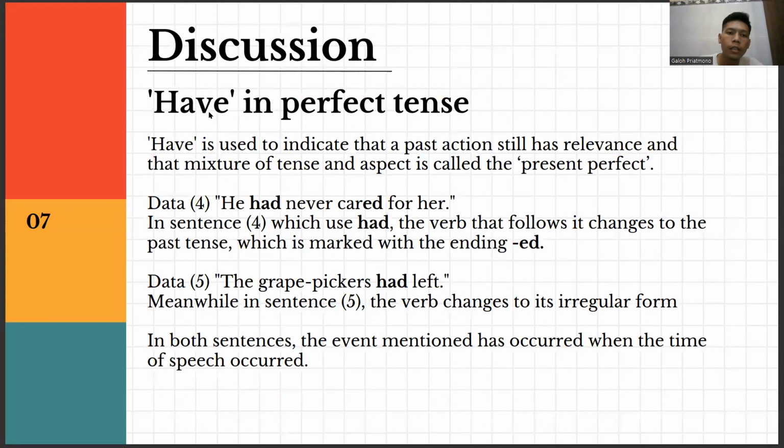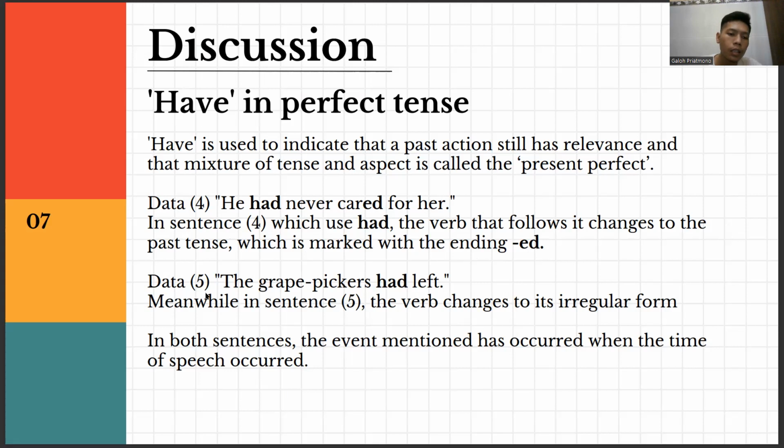The second type is have, that is used in perfect tense. Have is used to indicate that a past action still has relevance, and that mixture of tense and aspect is called the present perfect. The first data about this type is in sentence 4: he had never cared for her. In sentence 4, which uses had, the verb that follows it changes to the past tense. It is marked with the ending ed for the verb care.